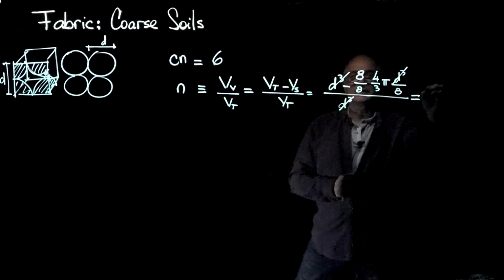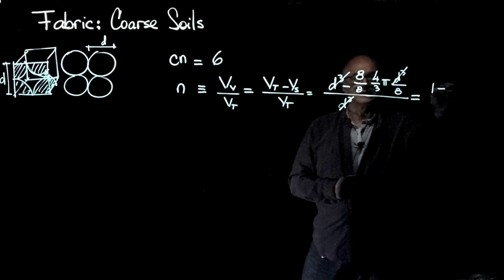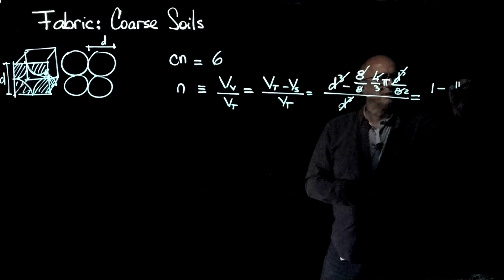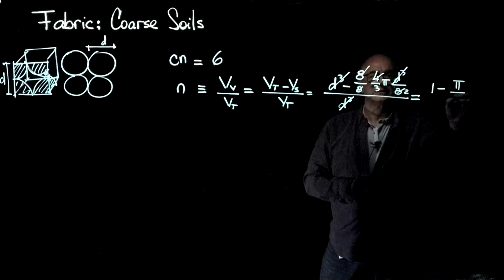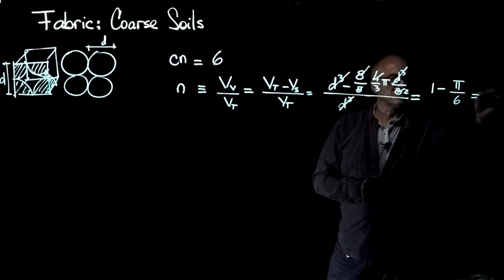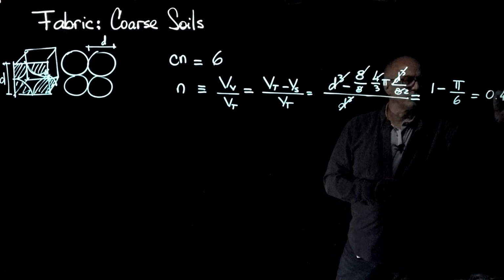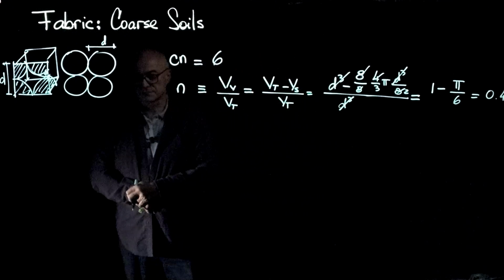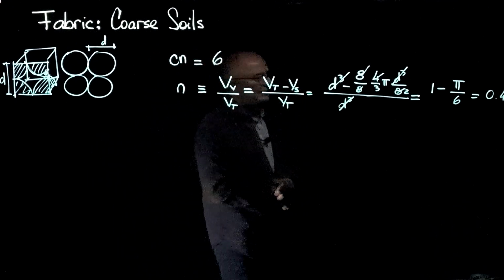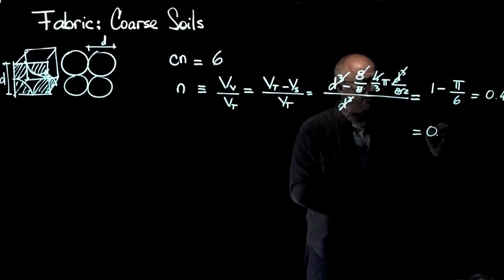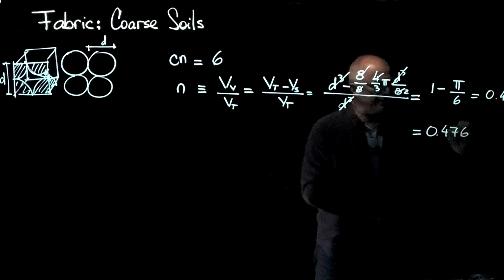And it turns out that this is going to be 1 minus pi over 6. And this is equal to 0.47. I apologize if that came out of the screen, so let's write it again, 0.476.